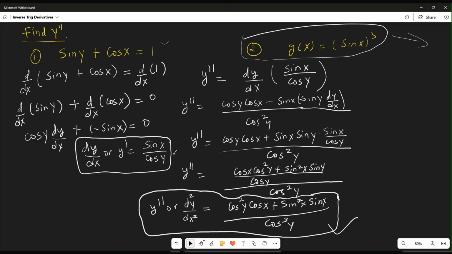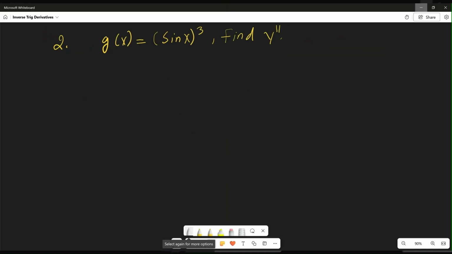Let's look at number 2. Okay, looking at the second problem, this function g of x. Pretty sure you're seeing no difference, right? It's the same thing as sine cubed x. And let's take the first derivative. Power rule, simply power rule, 3 sine squared x, and then the derivative of the inner function is cosine of x. As simple as it is.